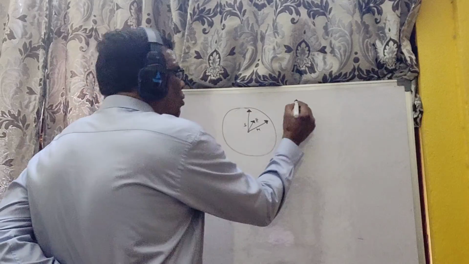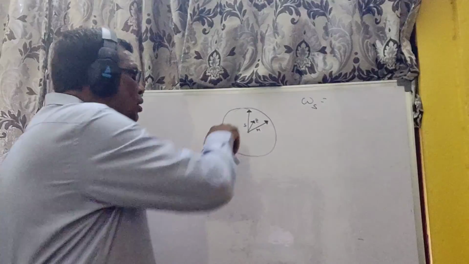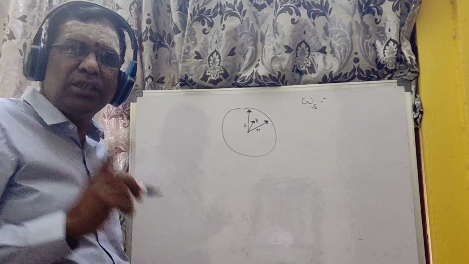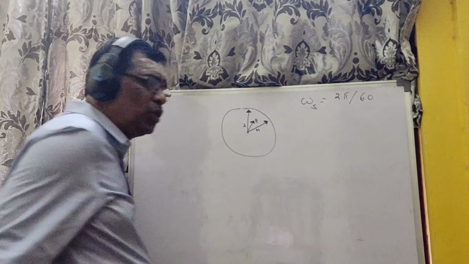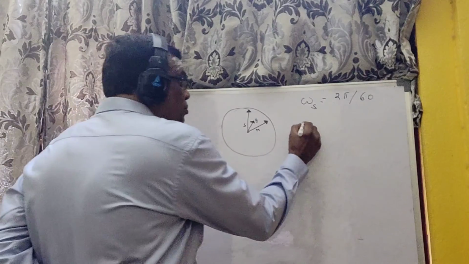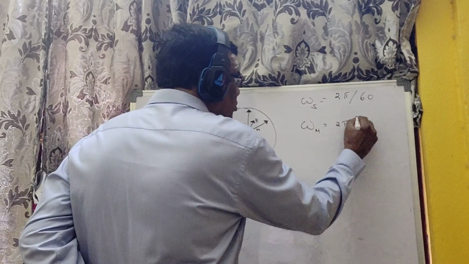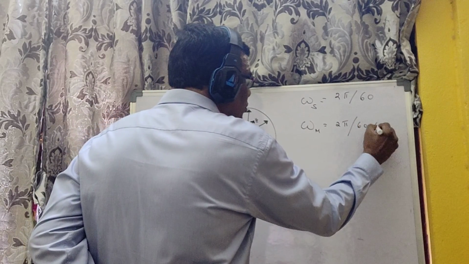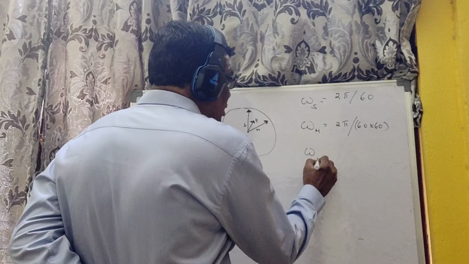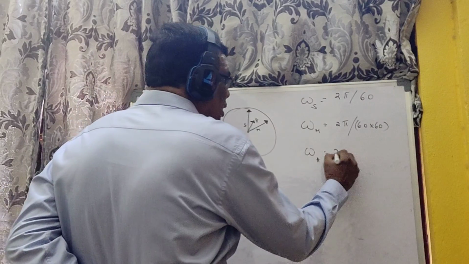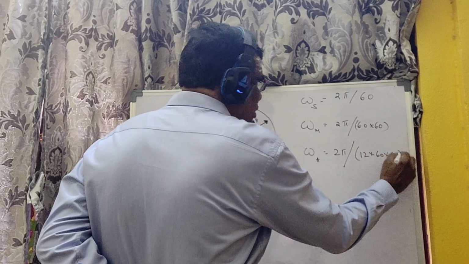What is the angular velocity of the seconds hand in a clock? It completes one full circle, 2 pi radians, and it will take 60 seconds. Therefore, 2 pi by 60 radian per second. The minute hand will take exactly 1 hour to complete: 2 pi by 60 into 60. And the hours hand will take 12 hours to complete one, therefore 2 pi by 12 into 60 into 60.